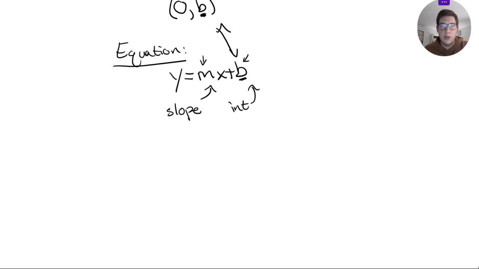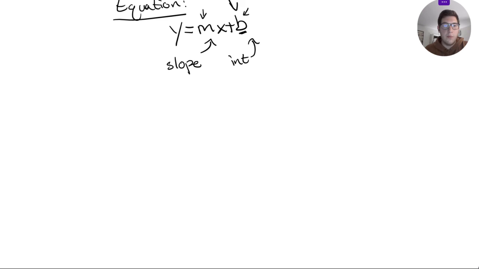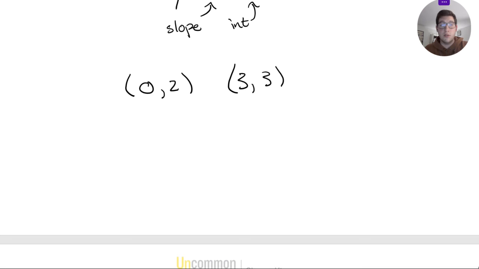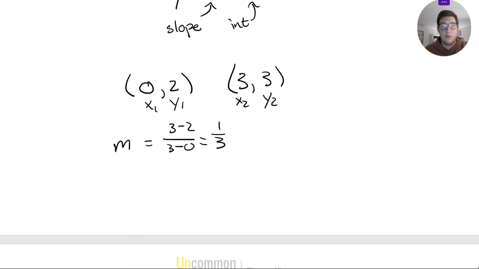And so, let's look at a super quick example, right? If I have the 2 points, 0, 2, and 3, 3, I want to know the equation of the line that passes through those 2 points. Well, first thing I need to do is calculate my slope. And so in order to do that, I'm going to have x1, y1, x2, y2. I'm going to set this up like we have so many times before. 3 minus 2 over 3 minus 0 to learn that our slope is going to be 1/3.